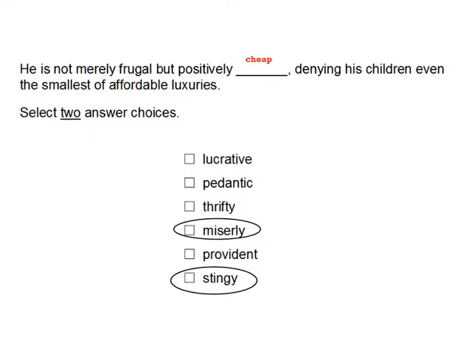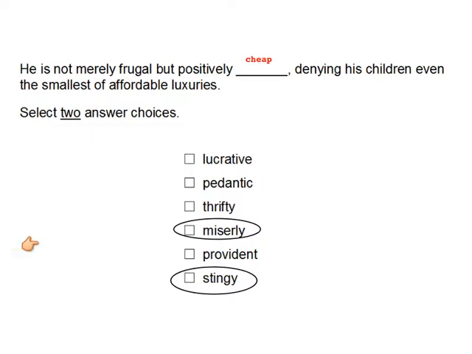Miserly, being like a miser. Other choices I think here that are appealing to some students are lucrative and thrifty. So very important that thrifty, miserly, and stingy are very nearly a false triple. That thrifty also means to save money.